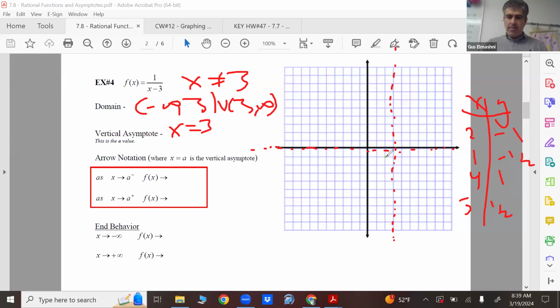2 comma -1. 1 comma -0.5. And then 4 comma 1. 5 comma half.